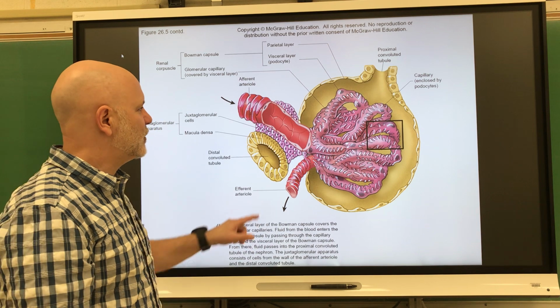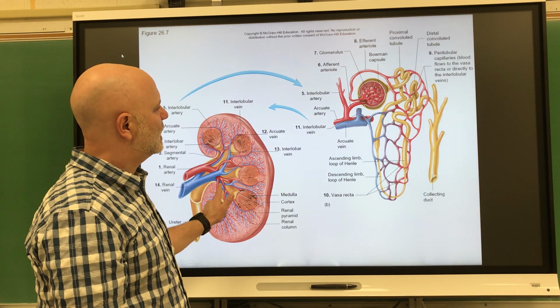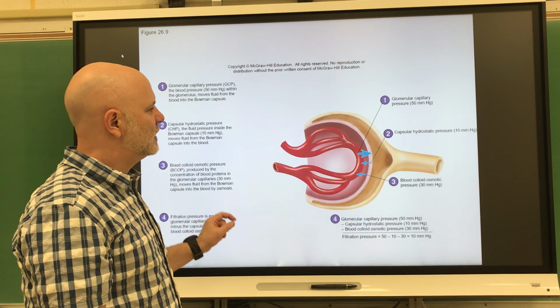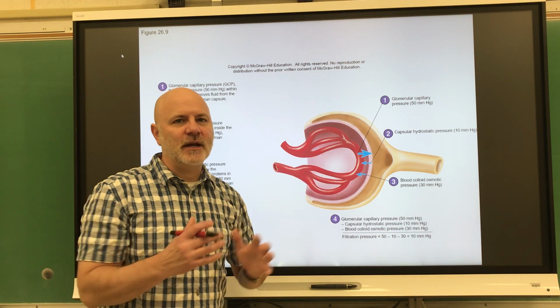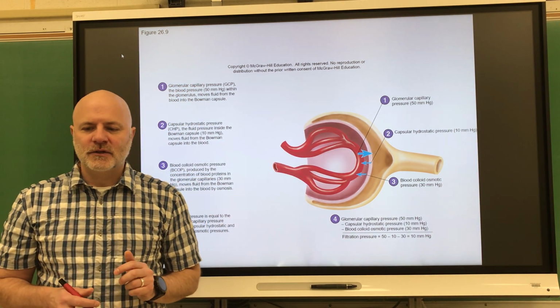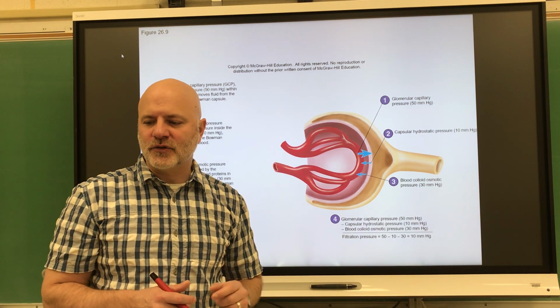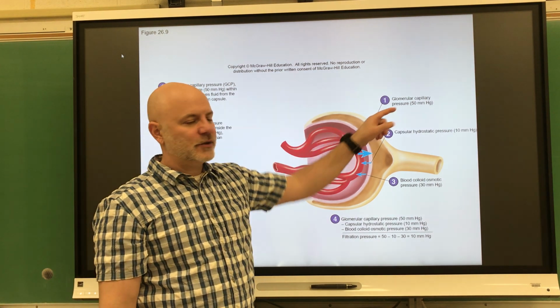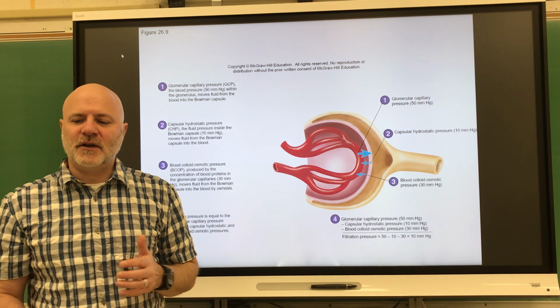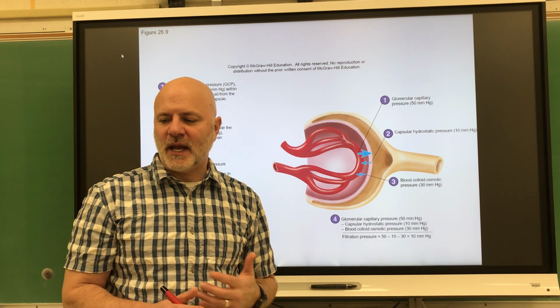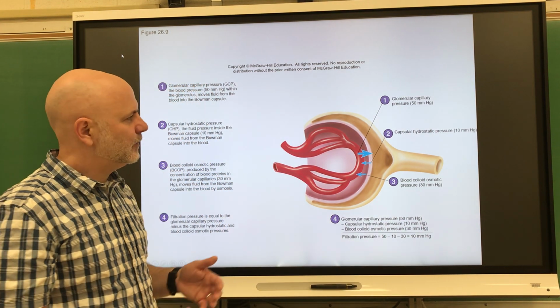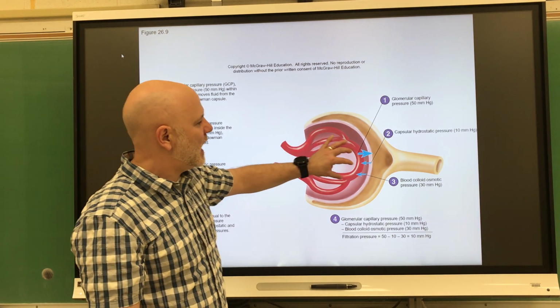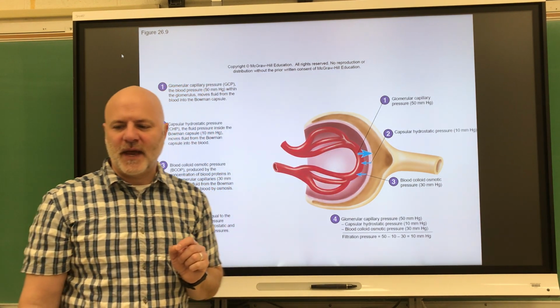So let's look at the filtration pressures here. Let's take a look at this picture. These arrows are trying to show what these pressures are. So let's take a look at net filtration pressure. The first is glomerular capillary pressure, which we see here. That's going to force substances through the glomerular capillaries into the capsule. So that high hydrostatic pressure forces stuff in that direction.